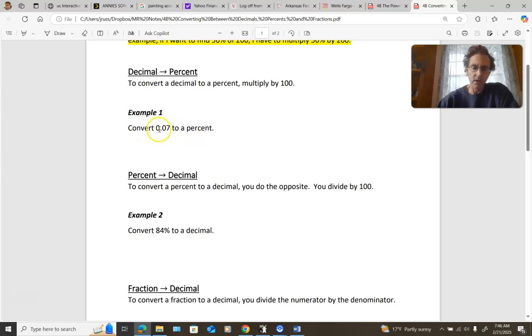Okay, so like this one right here. We want to convert it to a percent, so 0.07. You multiply by 100, and that will give you 7%. You have to add the percent symbol. But you could also look at it like, 100 is the same as 10 to the second, right? So you move that decimal to the right 2 places, because this number's got to get bigger if you're multiplying it by 100, and you get 7% there.